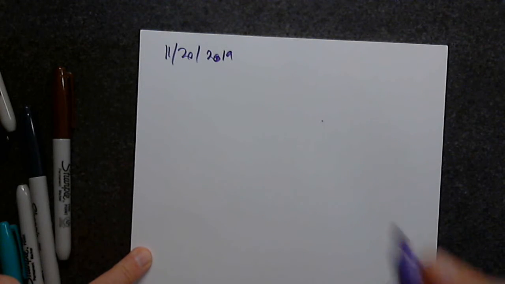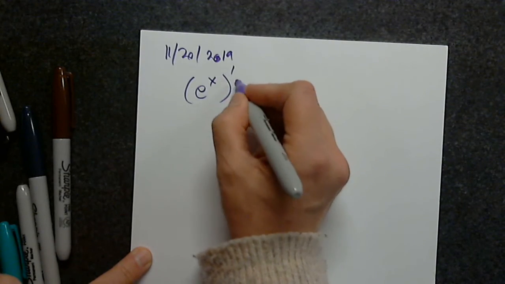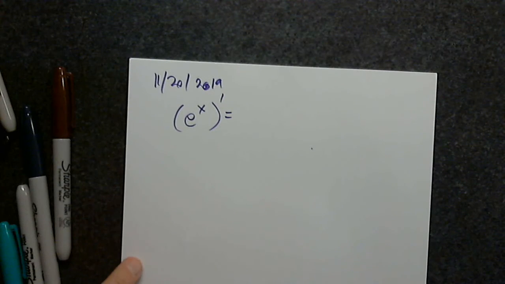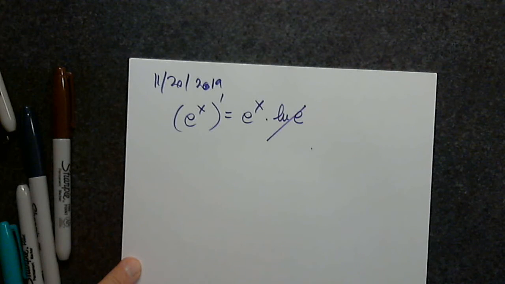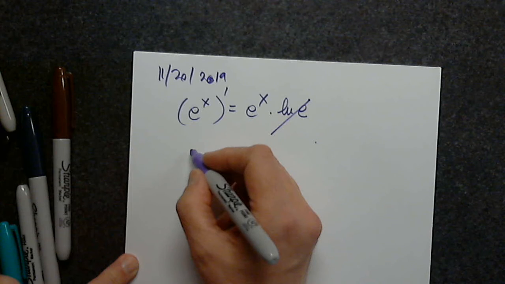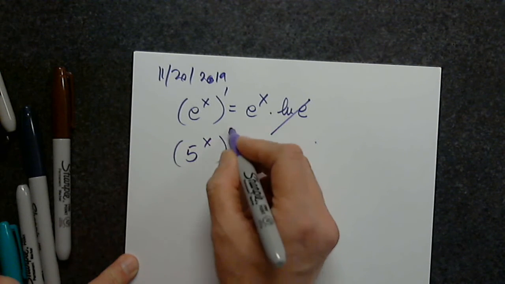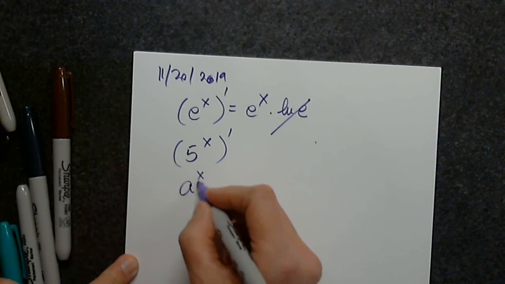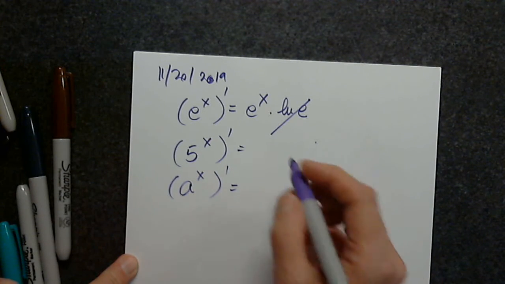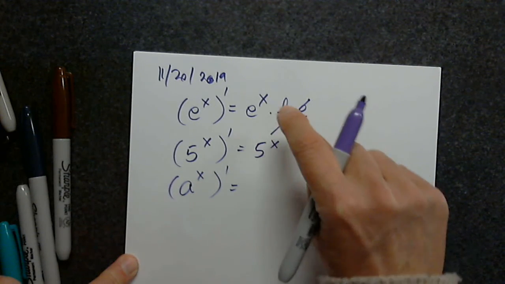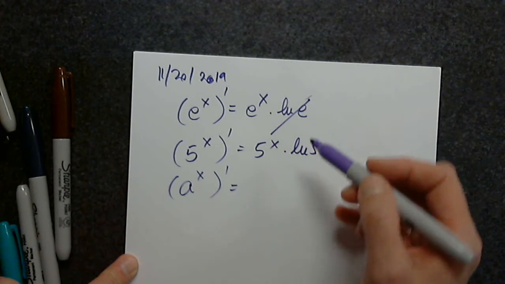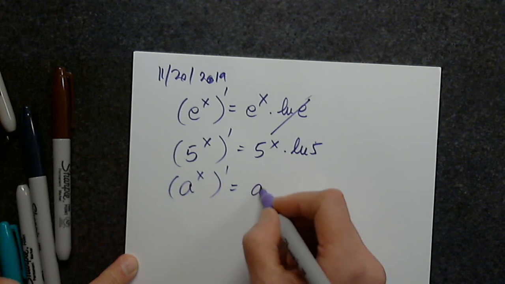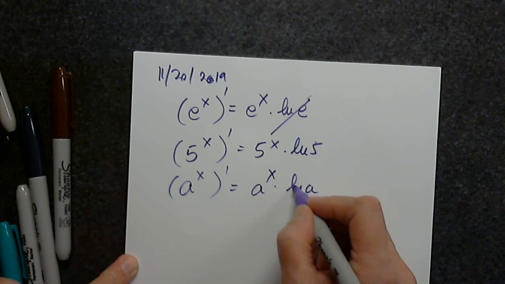So I would like to talk about e to the x first. When we differentiate e to the x, we get e to the x times natural log e, but this is not required. Why? Because it is 1. But when we differentiate 5, let's say, to the x, or any number to the x, we have to write 5 to the x times natural log 5, which was not required here. Or in general, a to the x times natural log a.